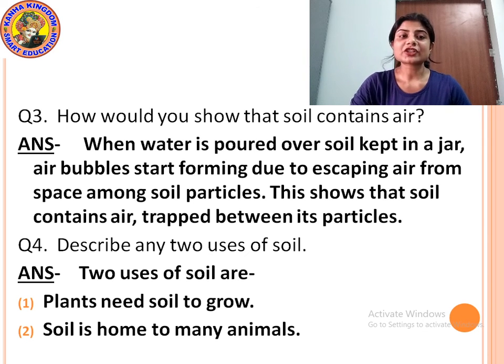Okay? Question number 4. Describe any two uses of soil. The answer is, two uses of soil are plants need soil to grow and soil is home to many animals. Okay? So, this is all. These are the question and answers of this chapter.